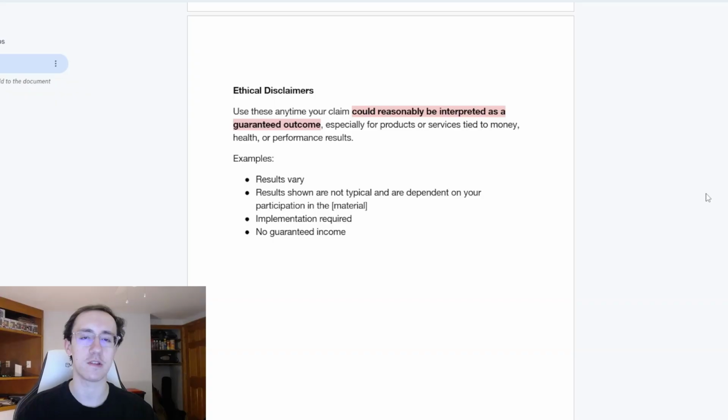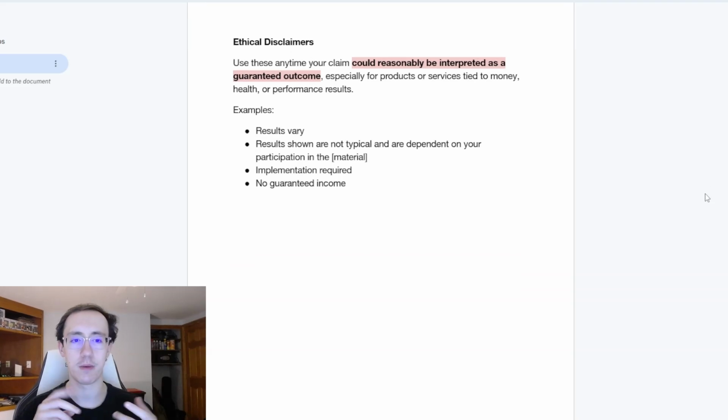And on the e-commerce side, we could use an ethical disclaimer. So you want to use these anytime that your claim could be reasonably interpreted as a guaranteed outcome. So anything that's tied to make money online, increasing the overall health and well-being of a person, or performance results. So examples here could be results may vary. Results shown on this page with your testimonials are not typical and are dependent on your participation in the material provided. Implementation required, and no guaranteed income.